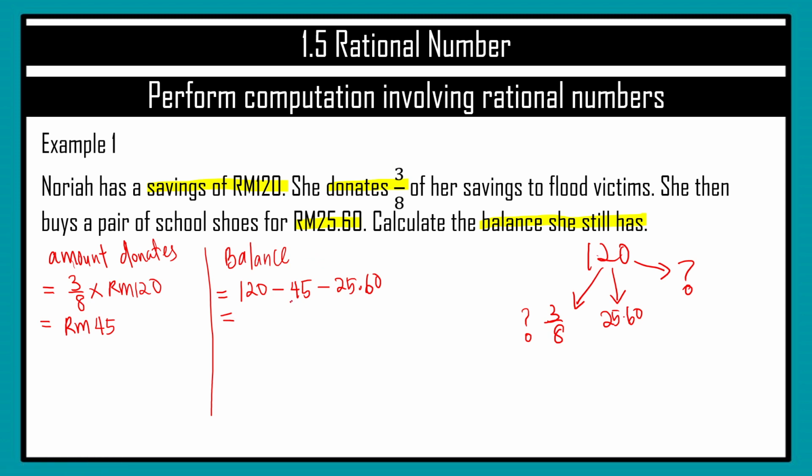Alright, so this one is all minus, so we don't have any other operation, so we are going to go straight and calculate this answer. You should be able to get 49 ringgit and 40 cents. Even though we are learning rational numbers, remember we don't have fractions for money. We leave our answer like this.